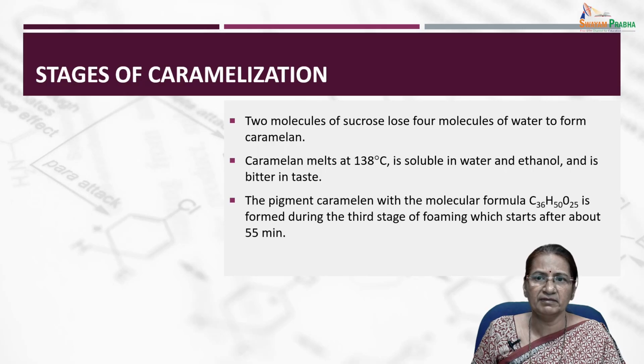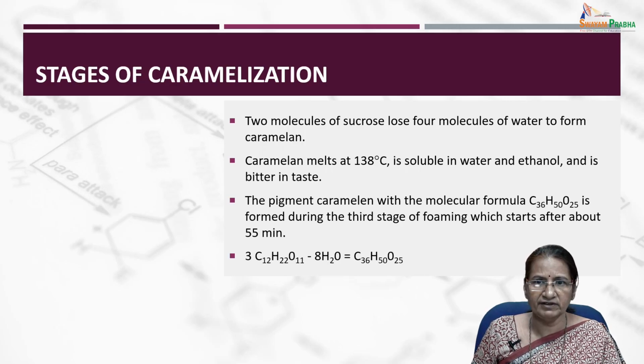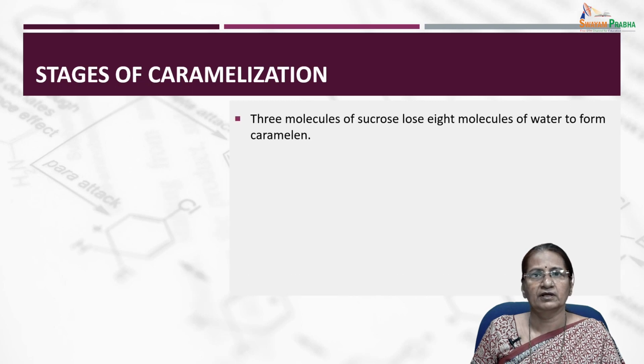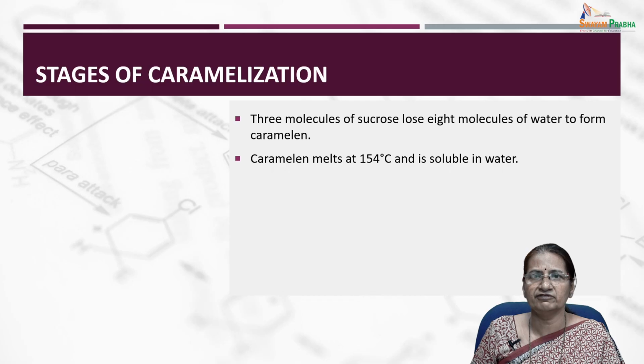The pigment caramelen with the molecular formula C36H50O25 is formed during the third stage of foaming, which starts after about 55 minutes. 3 C12H22O11 minus 8 H2O is equal to C36H50O25. 3 molecules of sucrose lose 8 molecules of water to form caramelen. Caramelen melts at 154 degrees centigrade and is soluble in water.